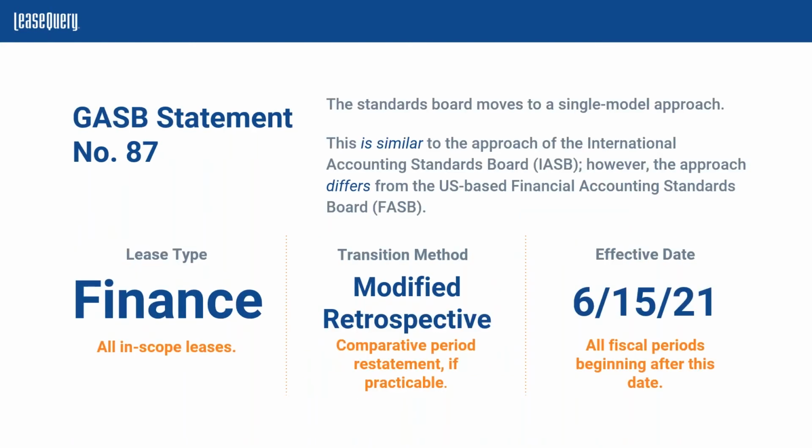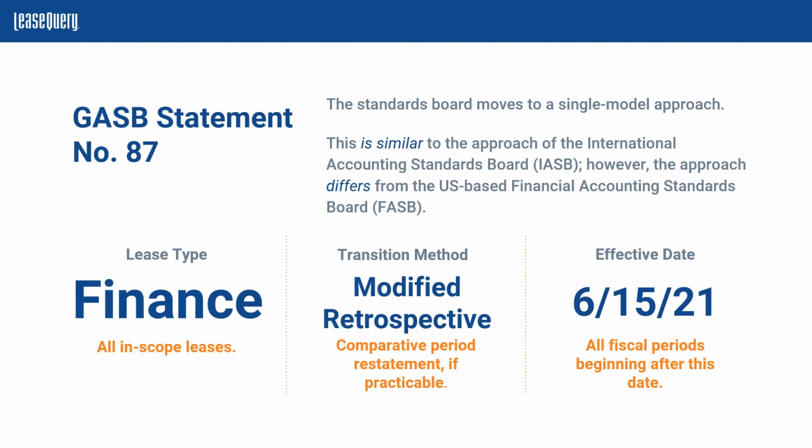So GASB 87 really came about to provide more transparency when it comes to your lease obligations. This impacts both the lessee and the lessor. The single model approach is referring to the fact that all in-scope leases, as both the lessee and the lessor, are going to be finance leases. So as a lessee you need to recognize an asset and a liability, the lease liability specifically. And as the lessor, you'll have a lease receivable as well as a deferred inflow of resources.